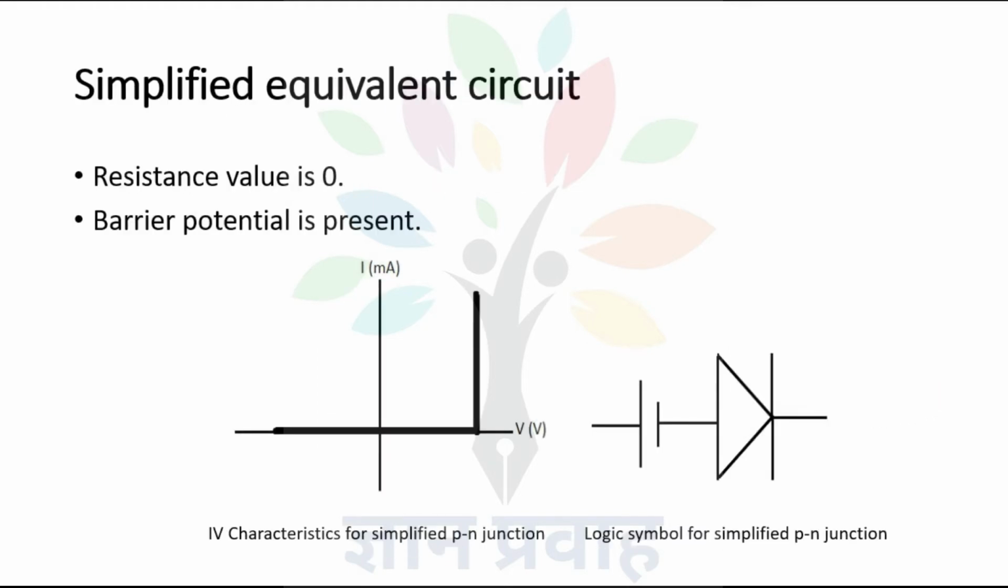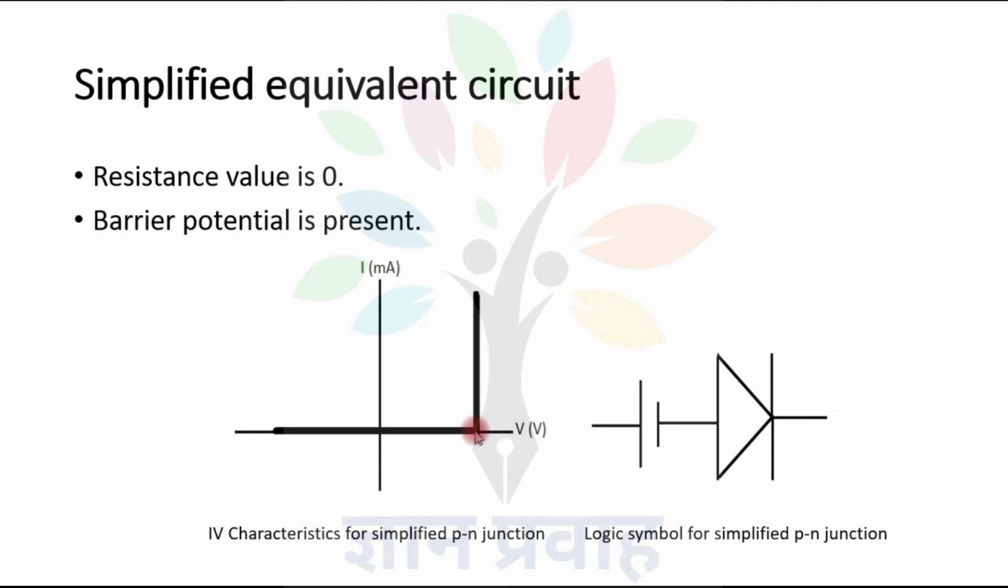Next equivalent circuit is simplified equivalent circuit. In case of simplified equivalent circuit, the resistance value is 0 but barrier potential is there, and due to this barrier potential we require minimum applied voltage to cross the knee voltage of p-n junction diode. So IV characteristics for simplified p-n junction diode is given here. So current conduction is there at certain point, and this point is the knee voltage of p-n junction diode, and it is due to the barrier potential available in p-n junction diode.